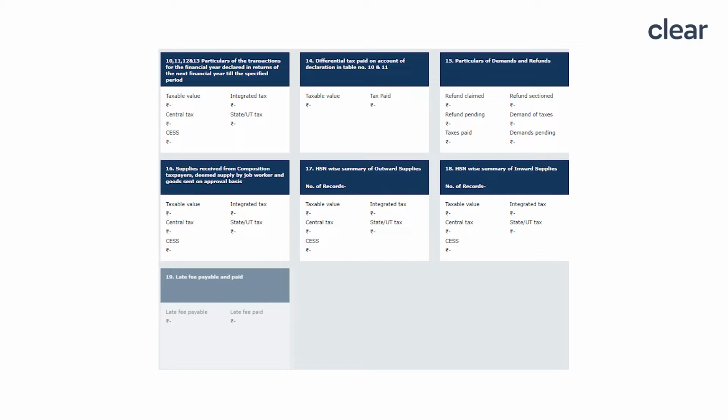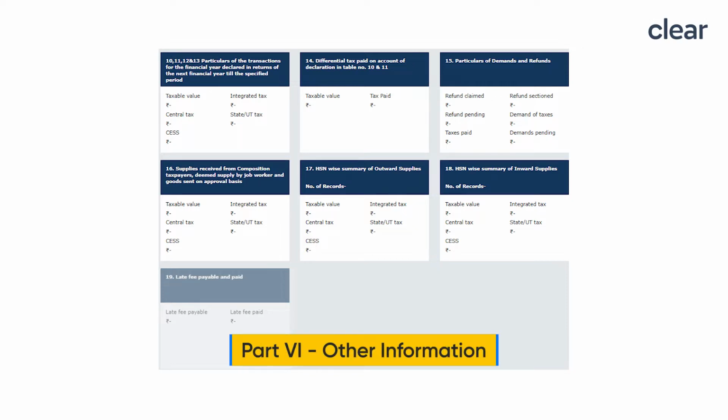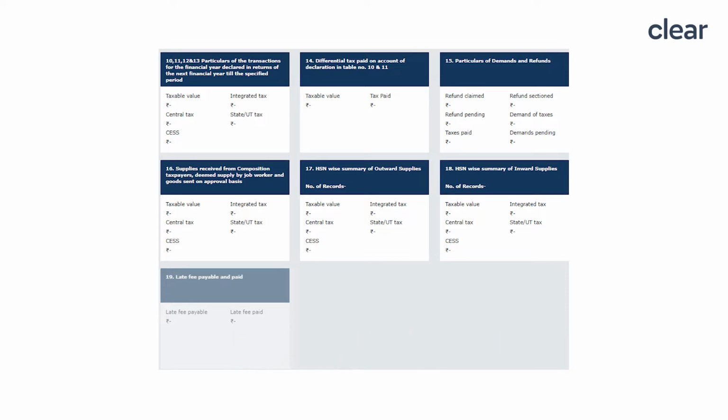Then moving on to the final part, part 6, other information, that is the table 15, particulars of demands and refunds. Then table 16, information on the supplies received from composition taxpayers, deemed supply under section 143 and goods sent on approval basis. Table 17, HSN summary of outward supplies. Table 18, HSN summary of inward supplies. Table 19, late fee payable and paid.